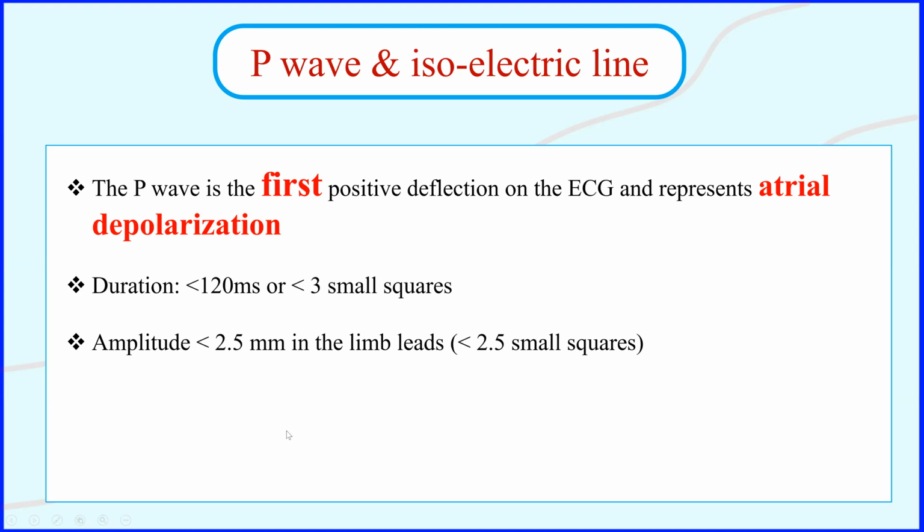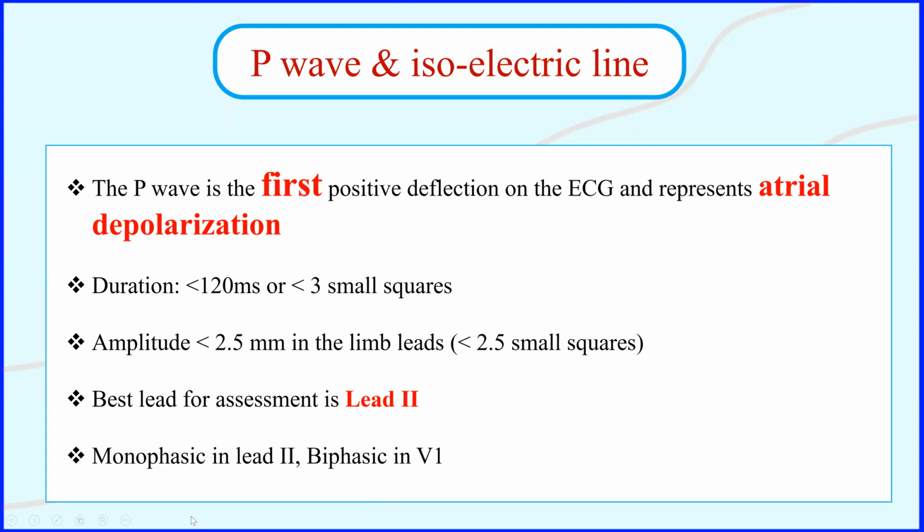And the amplitude, the height of it, that represents how much voltage is the P wave, it should be less than 2.5 millimeter or 2.5 small squares, okay? So it should be in the width less than 3 and in the height less than 2.5. This is the normal thing. The best lead to assess P wave is always lead 2. Always go to lead 2 to look for your P wave, and we will see why. And remember, this is very vital information.